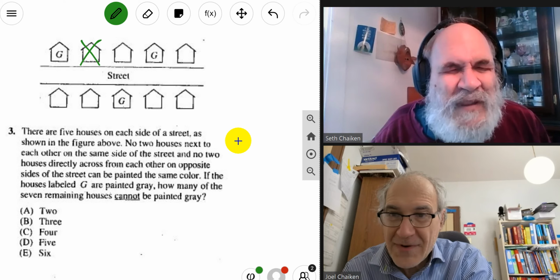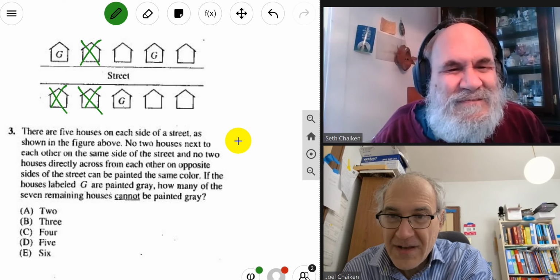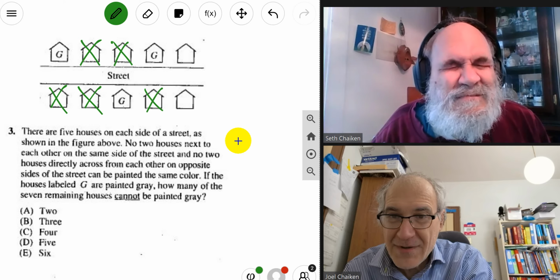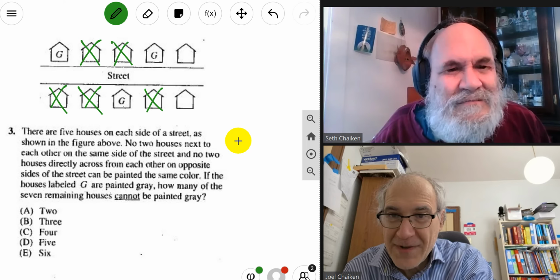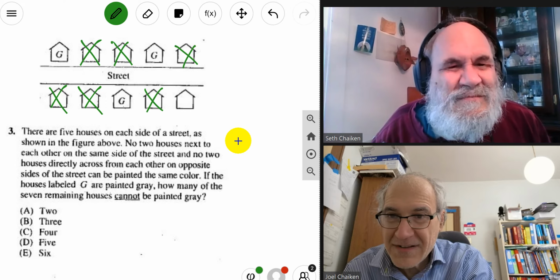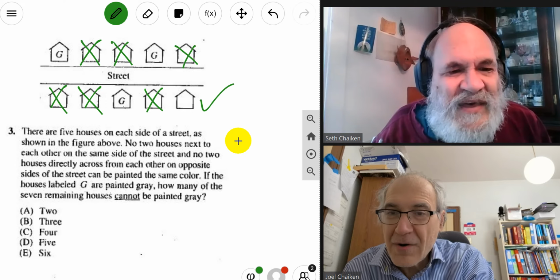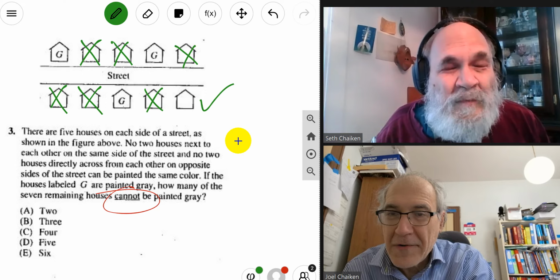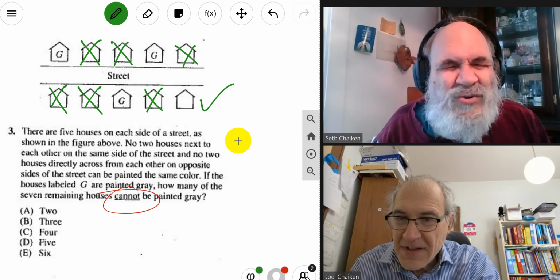So this can't be gray. And you count them. This can't be gray. Right? And this can't be gray. And this can't be gray. And this can't be gray. What am I doing? This can't. Yeah. Oh, wait. This can't be gray. Oh, so only one? Only one can be painted gray, but they ask for how many cannot. So you count your green crosses.